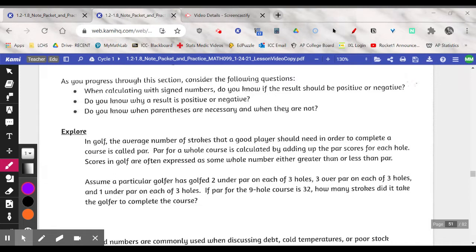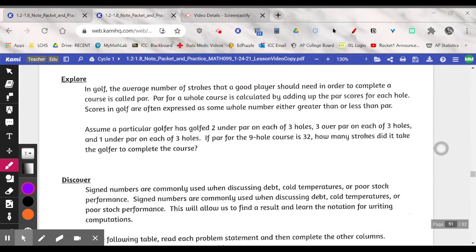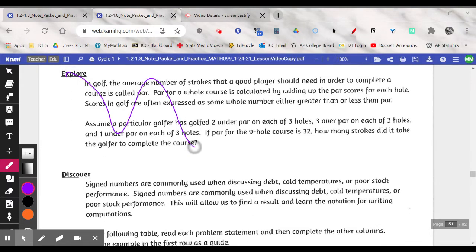When calculating with signed numbers, do you know if the result should be positive or negative? Do you know why a result is positive or negative? And do you know when parentheses are necessary and when they are not? We're going to skip the explore problem.